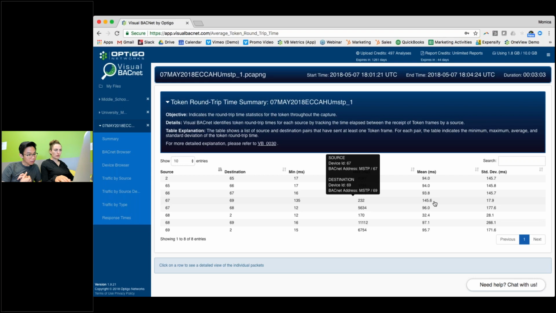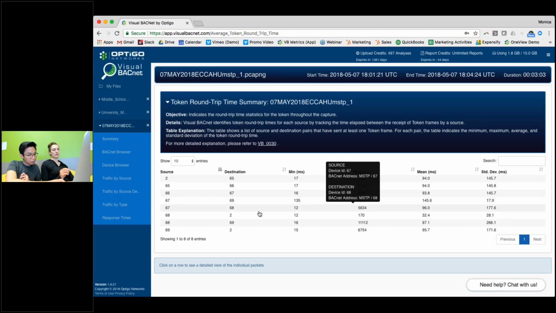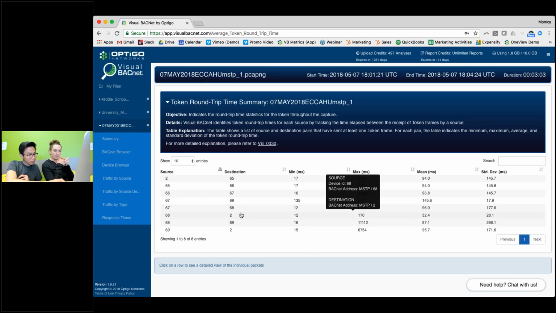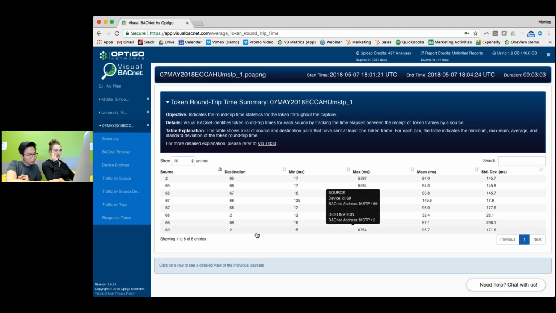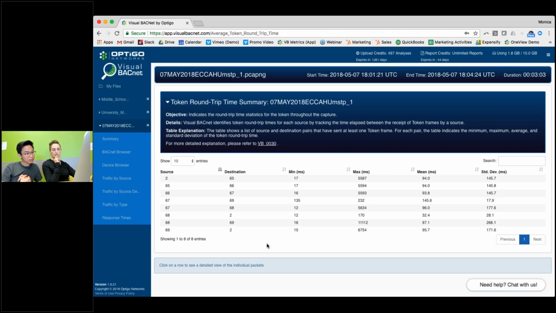Why is this one so long? Oh yeah, so 67 couldn't send to 68, so it started sending to 69, and then was able to send to 68 again, and then a while later sent to 69 again, which is why you're seeing a long time between when 67 sent to 69. Now it looks like it got to 68, and then 68 tried to go to 69, it failed, and then went to 2, went around again. So 67 and 68, probably 68 and 69, are your problematic devices.